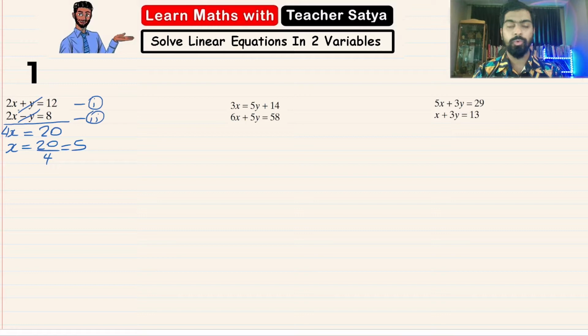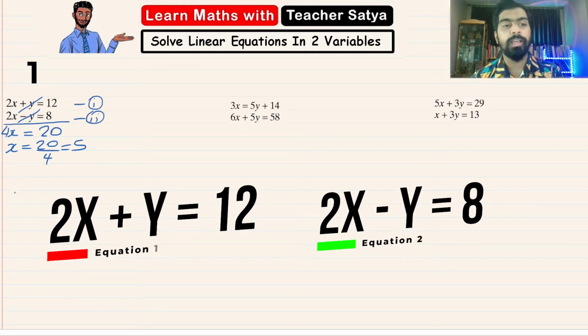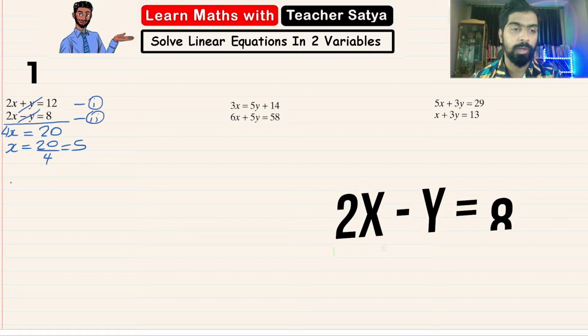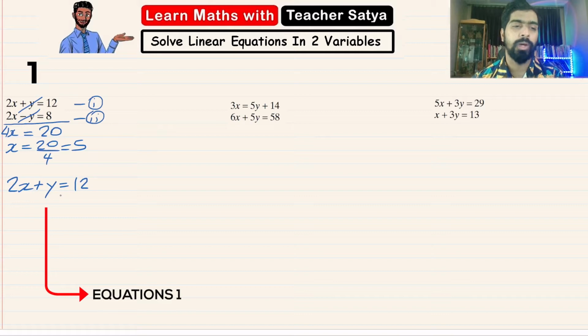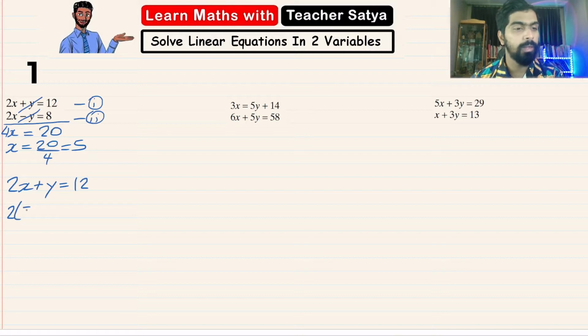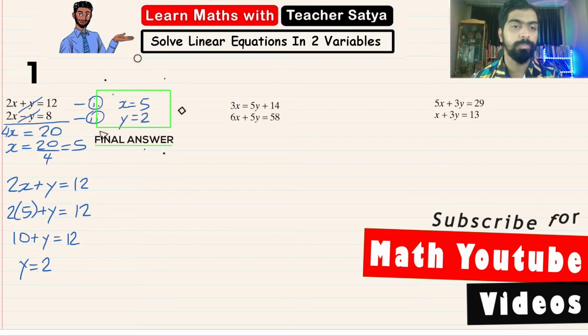Now what we are going to do here is we will take the value of x and substitute in either equation 1 or equation 2. All right guys, so let's say I want to substitute it in equation 1. So what do I have? 2x plus y is equal to 12. This is equation 1, right guys? So I'm going to take the value of x and substitute it here. So I will have 2 multiplied with 5 plus y is equal to 12, right guys? Therefore 10 plus y is 12 and y is equal to 2, right? So the value of x in this case is 5 and y is equal to 2.